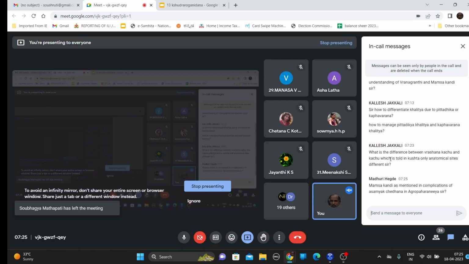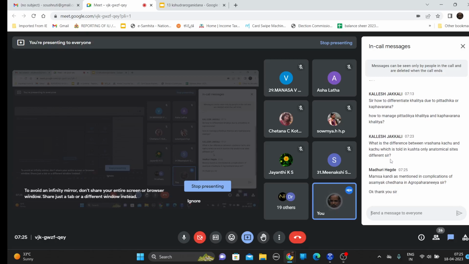Mamsakandi is mentioned in the complications of Arsha, Arshas Chedana. Okay, that's also true. Mamsakandi is mentioned in case of the Vrana complications. That's a hypergranuloma, where the granulation tissue becomes hypergranular, that's also called as Mamsakandi. It is mentioned in the Vrana Chikitsa, of course, it is true. And it could be treated with Chedana. That's it.